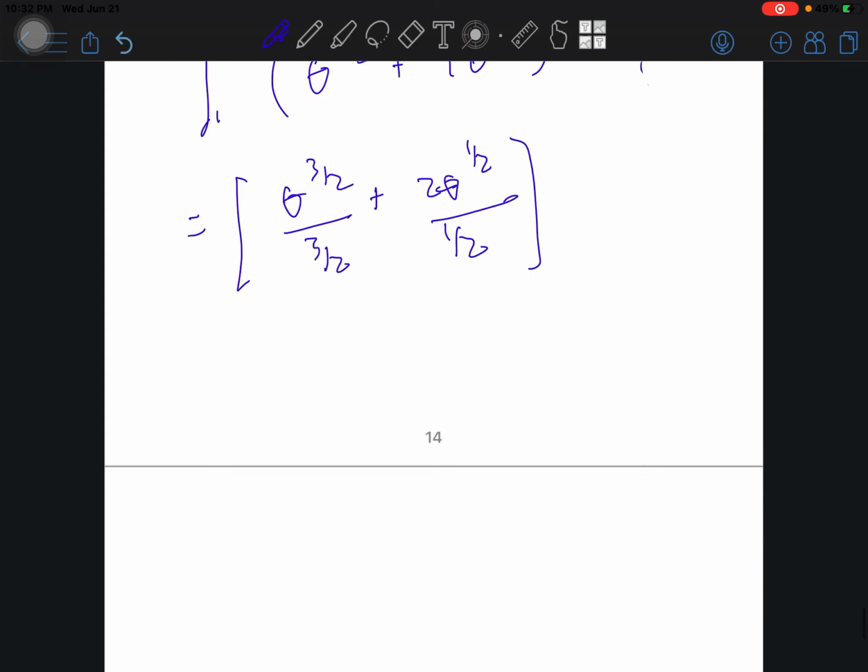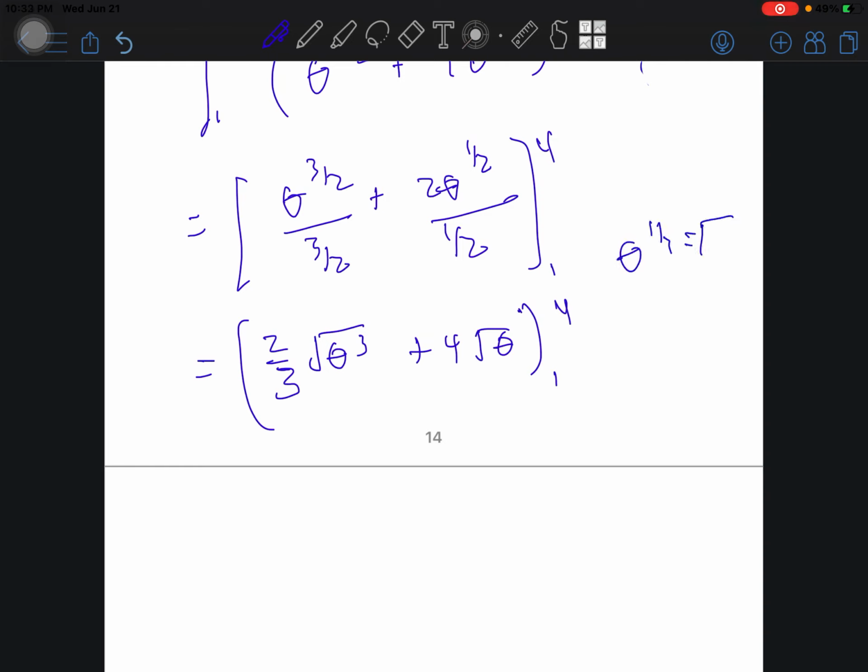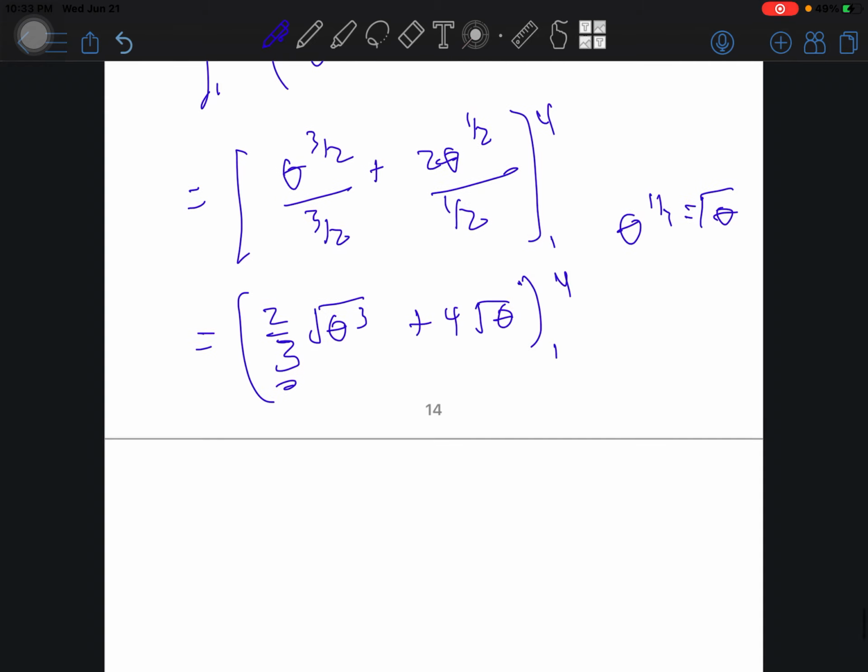Let me continue from here. Now, since we have this, remember that we have 1/4, and you can further bring it down to maybe 2 over 3 square root of theta to the power 3 plus 4 theta. I did this because theta to the power 1/2 is equal to the square root of theta. That's what I replaced. I didn't do anything else. I hope you know what it means from here. Basically, now you will start evaluating it.